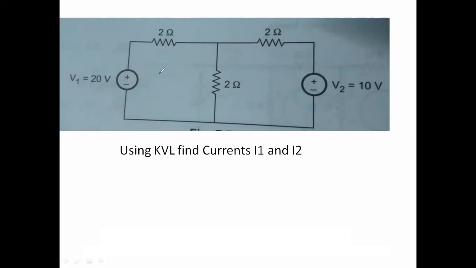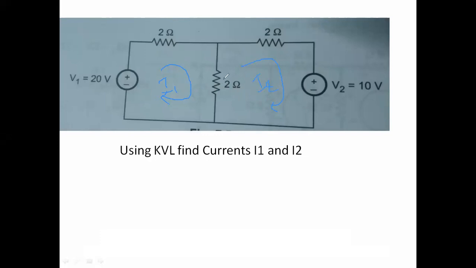Here we can write the current in the clockwise direction. This is I1, and this is one closed loop. The current goes from this source and reaches this source. For this other loop we go in this manner, and this is I2. So here we have two currents, I1 and I2.